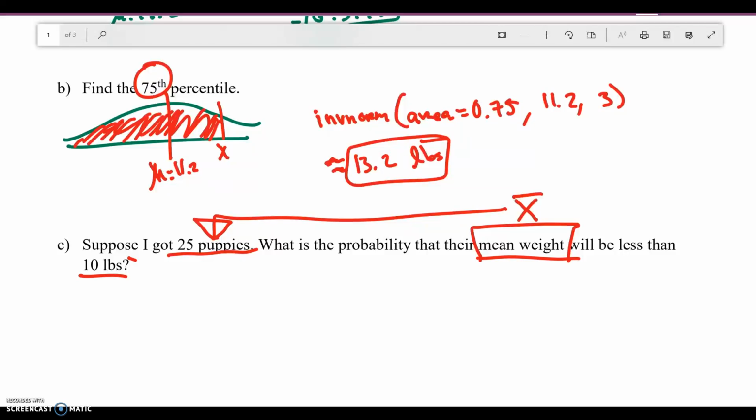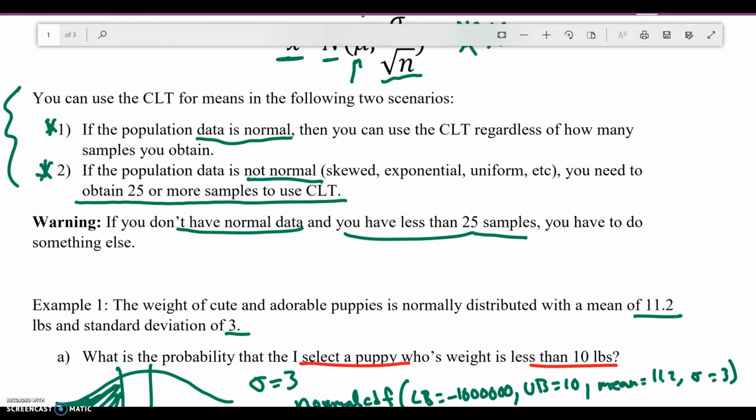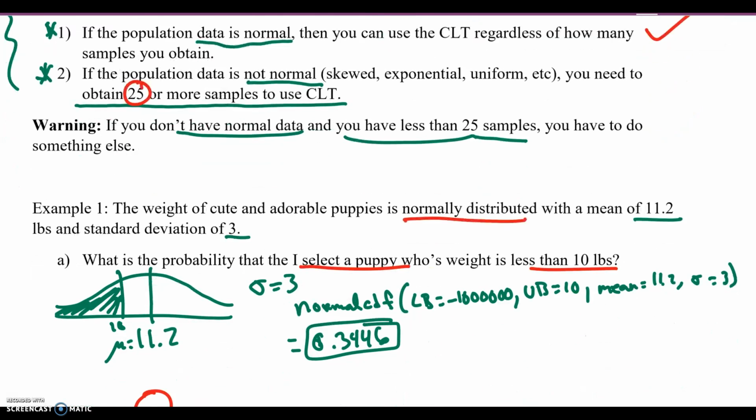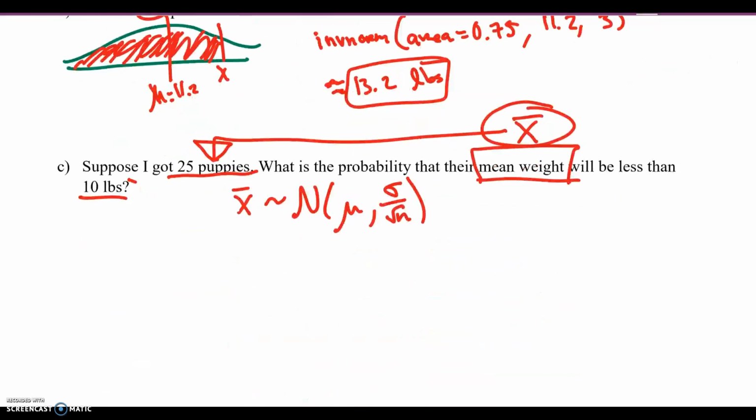Okay. Now, the question here is that since I'm looking at X bar, this X bar is normally distributed with a mean of mu and a standard error of sigma over square root of n. Okay. Now I can only do this if my data is normal, which it is in the very beginning. So actually this one checks off. Or if I obtain more than 25 samples, which I do anyways. Okay, so the first one would have just been sufficient. Because I already know it's normal, so n doesn't really matter.